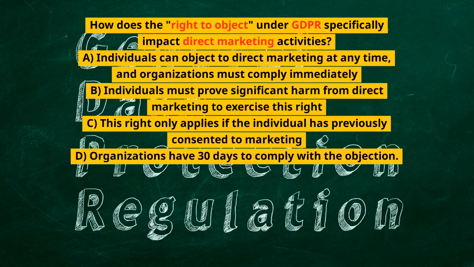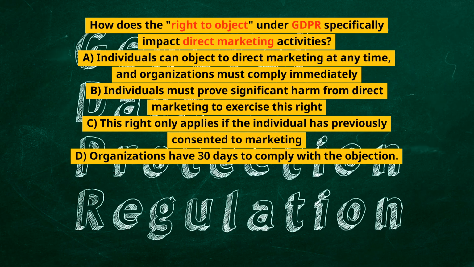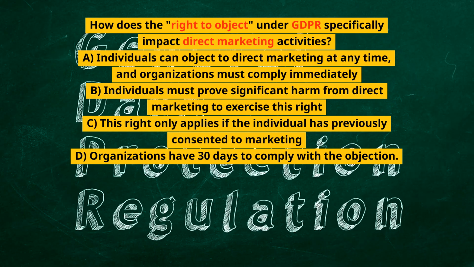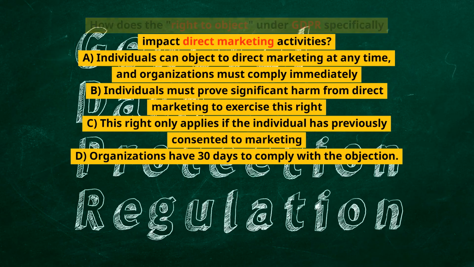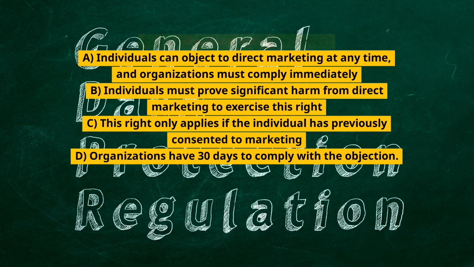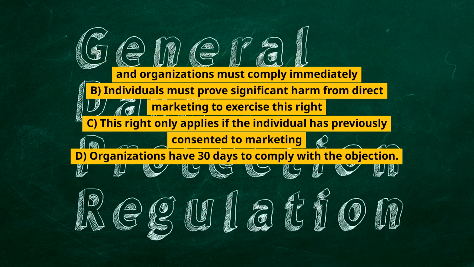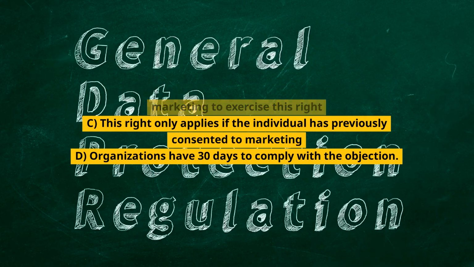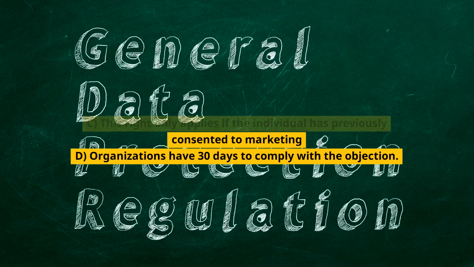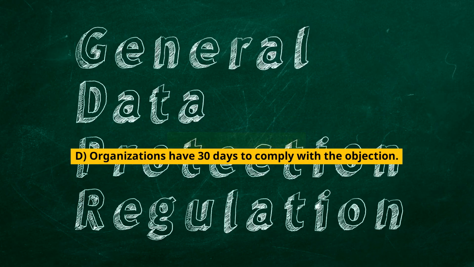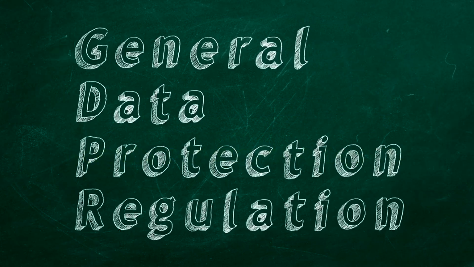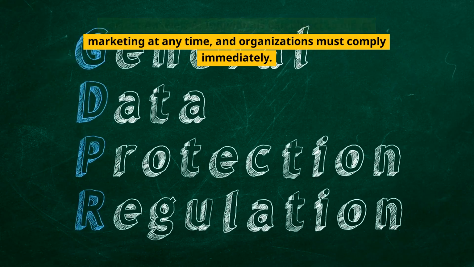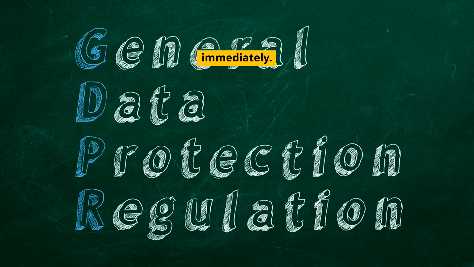How does the right to object under GDPR specifically impact direct marketing activities? A. Individuals can object to direct marketing at any time, and organizations must comply immediately. B. Individuals must prove significant harm from direct marketing to exercise this right. C. This right only applies if the individual has previously consented to marketing. D. Organizations have 30 days to comply with the objection. Correct answer: A. Individuals can object to direct marketing at any time, and organizations must comply immediately.